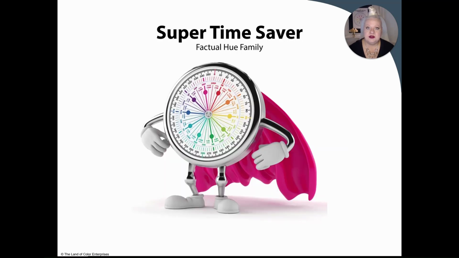And this is where these handheld devices really shine and are super time savers, because you can scan a color and the information in the app will tell you what hue family that color belongs to. You can get a read on a color's factual hue family in a matter of seconds.